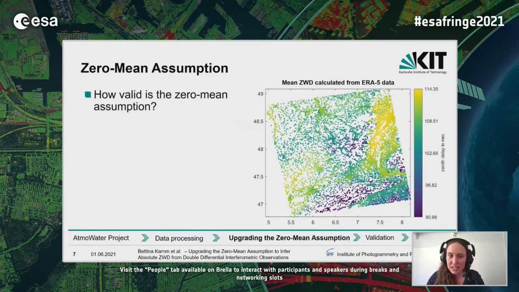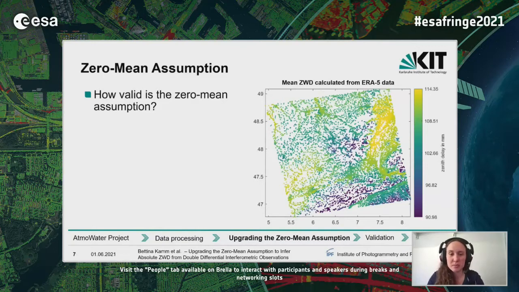And for that, I calculated, as stated before, zenith wet delays from the ERA5 data, and calculated the mean over my whole set of scenes, so over the 169 time steps. And if I calculate the mean, the true mean will look like that on the right-hand side. So you see values varying between 90 and 114. So the next question is, is all this now due to topography?